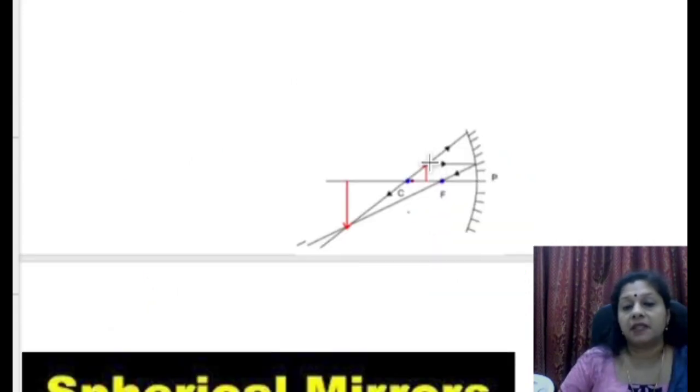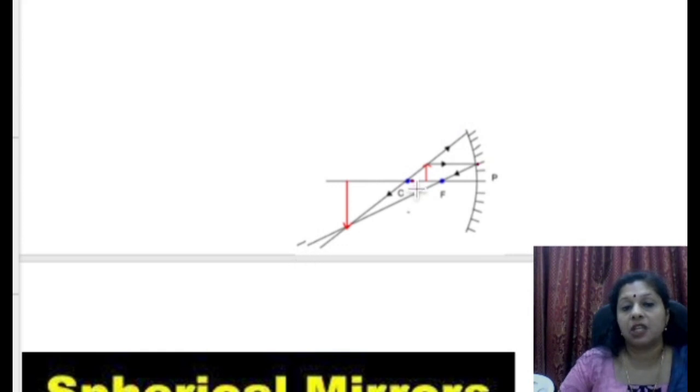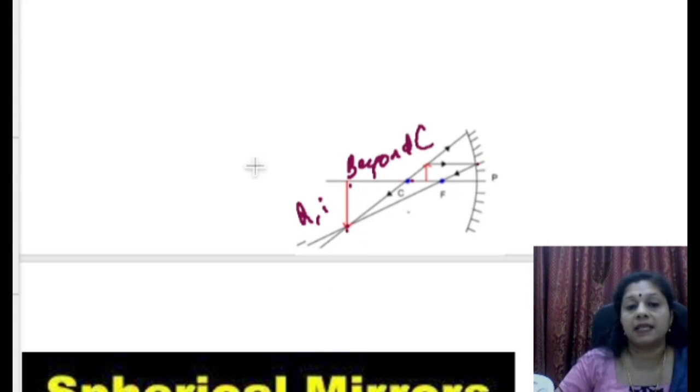Check here, the first ray we are taking parallel, so after reflection it goes through the focus. The second one is passing through the focus, so it will be retracing its path. So these two lines are joining here, so here forms the image. This position is beyond C. This is real and inverted. What is the size? It is enlarged. So the previous one was the same size, but now it is an enlarged image.